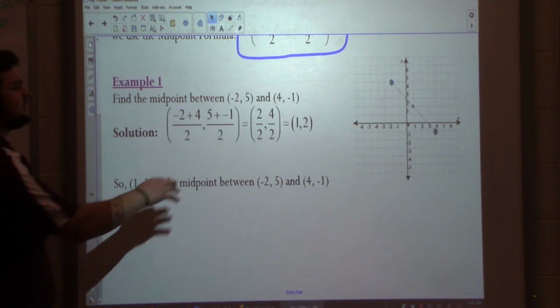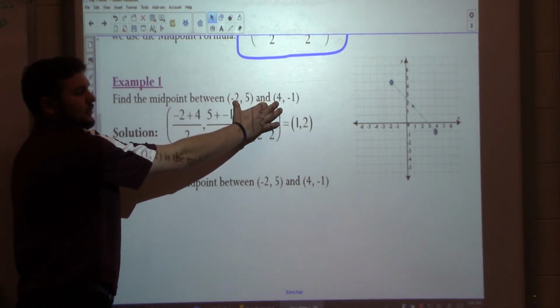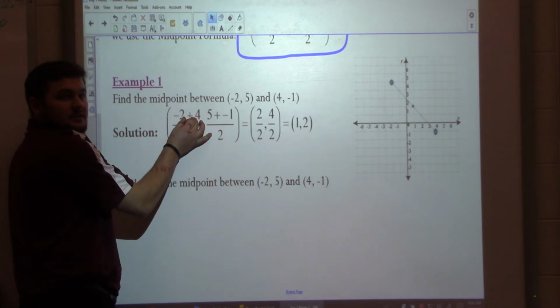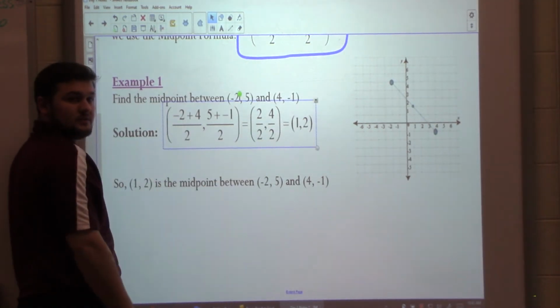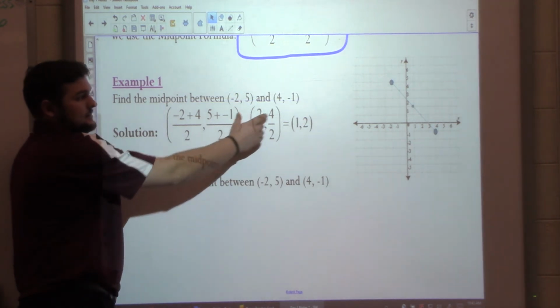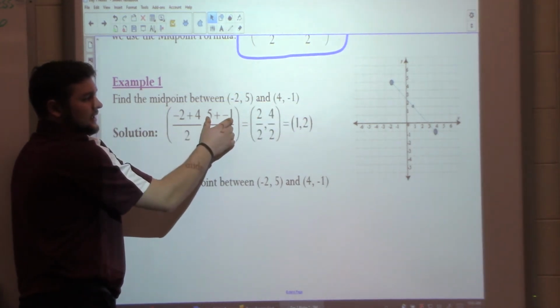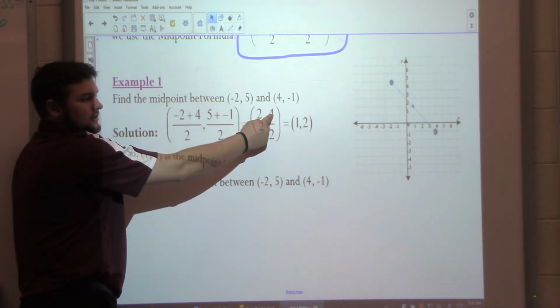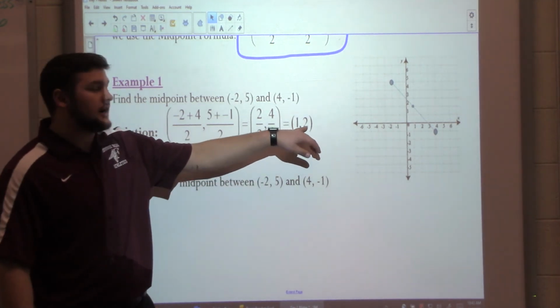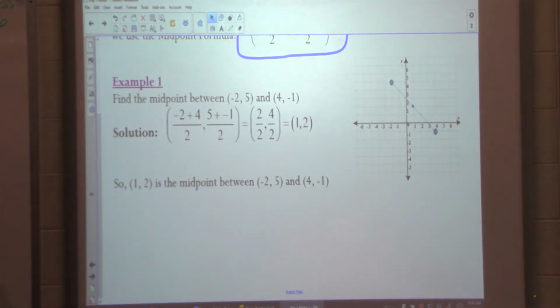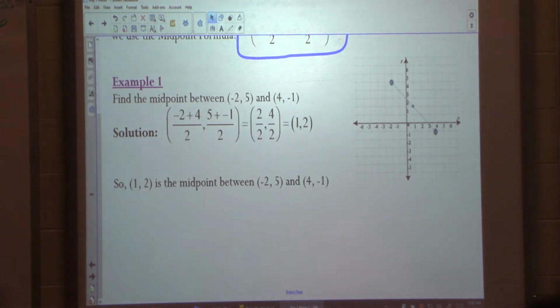So all I'm doing is taking my two x values, negative 2 and 4. I'm adding them together. Negative 2 plus 4 gives me 2, divided by 2 is 1. Then I'm taking my two y values, 5 and negative 1, adding them together. 5 plus negative 1 is 4, divided by 2 is 2. So my answer is 1, 2. That's what my midpoint would be. Does that make sense how we do that midpoint formula? It's two separate pieces. We are not combining x's and y's at all with midpoint.